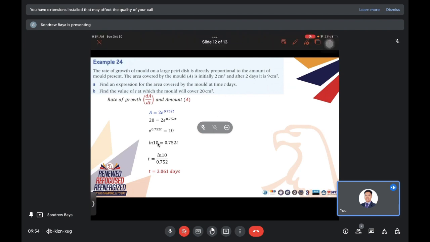Now, if you try to apply the one we had a while ago, you can just simply take the logarithm of both sides. Thus, you will get 0.752t equal to ln 10, which is just the same as this. Again, review your laws of logarithm. So to solve for t, divide both sides by 0.752, thus t is equal to 0.361 days.